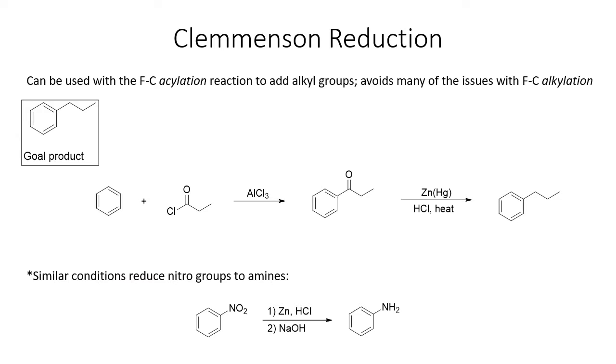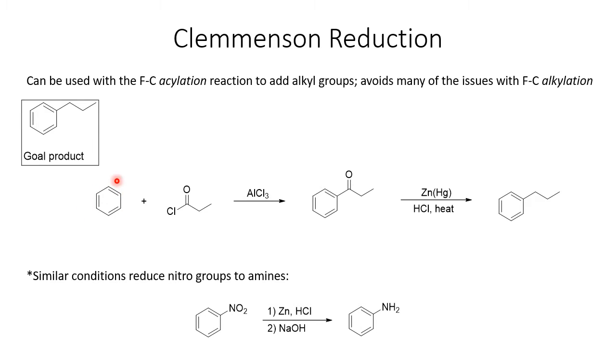Now the Clemmensen reduction can be used with the Friedel-Crafts acylation to add alkyl groups while avoiding many of the issues with the Friedel-Crafts alkylation. So we saw in our first limitation of the Friedel-Crafts alkylation that if this were our goal product, we would run into several issues with carbocation rearrangement. But let's see how we can use the Friedel-Crafts acylation with the Clemmensen reduction to actually make this goal product without a mixture of products.